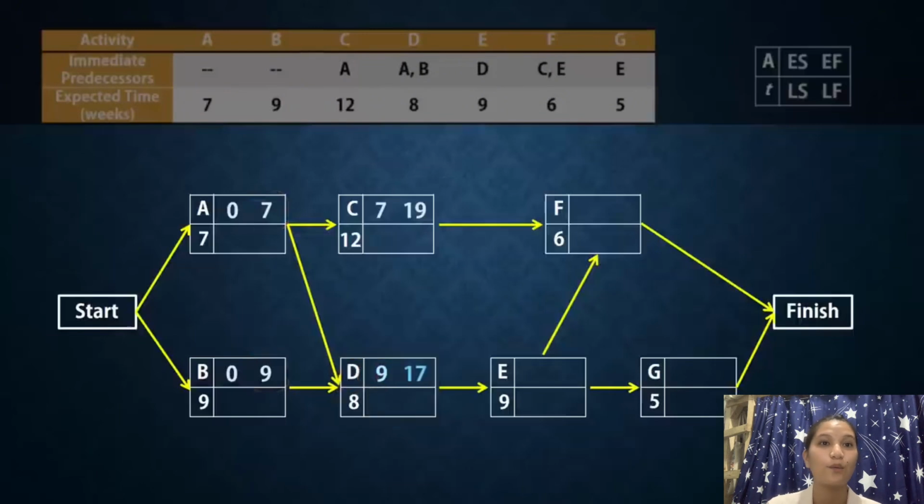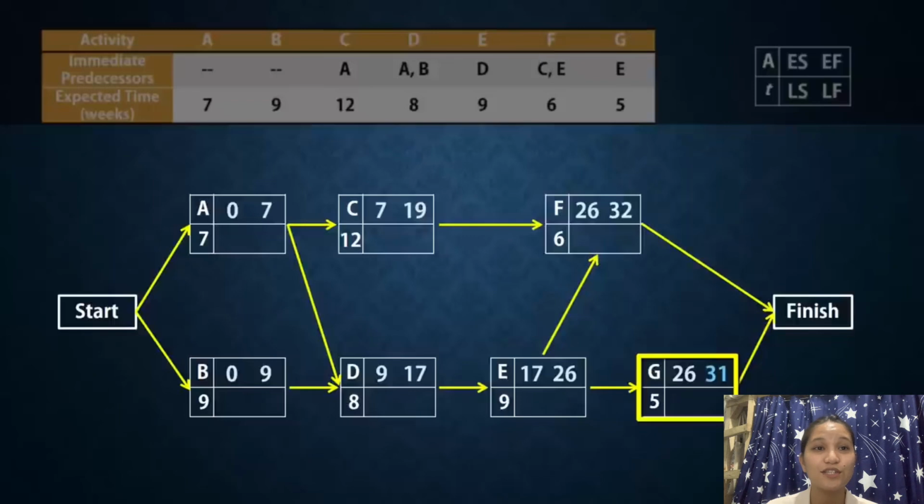E here has only one predecessor, D, and so can start at 17 and finish earliest at 26. F has predecessors C and E. Since the higher earliest finish time is 26, F can start earliest at 26 and finish at 32. G can also start earliest at 26 since it has only one predecessor, which is E, and G can finish earliest at 26 plus 5, which gives 31.